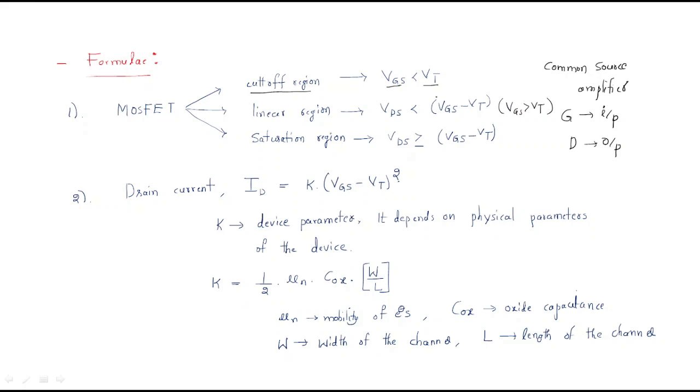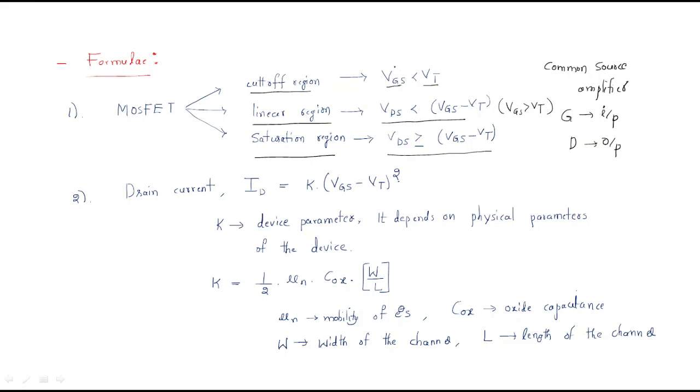If VGS is greater than VT and VDS is less than VGS minus VT, then it operates in the linear region. Whenever the voltage across drain-source is greater than or equal to the difference between the gate-source voltage and threshold voltage, it operates in the saturation region, that is VDS is greater than or equal to VGS minus VT. These three conditions are very useful to tell whether the MOSFET is acting in the cutoff region, the linear region, or the saturation region.